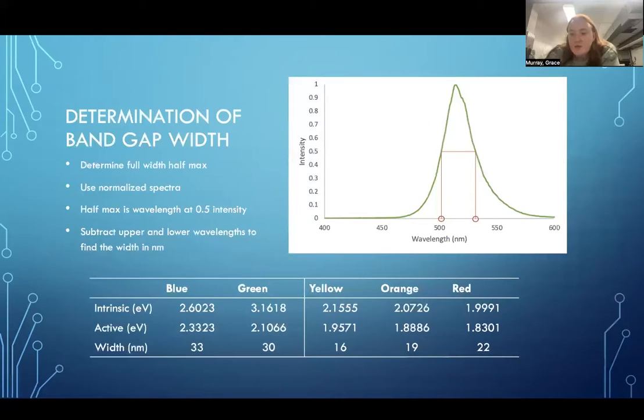Next, the band gap width was determined using full width half max, as shown in the figure on the right. The width is the distance between where most of the transitions are occurring in the 2 bands. Since the spectrum was normalized, the half max occurred right around 0.5 intensity. The wavelengths for each of these were marked, as shown on the graph, and then the upper and the lower bounds were subtracted to find the distance in nanometers. Blue had the largest width and yellow had the smallest.